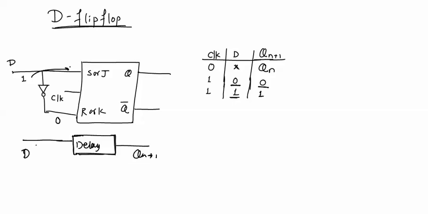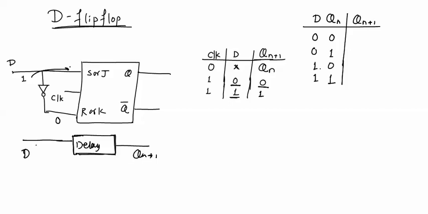Now we'll draw the characteristics table for this delay flip-flop. Output depends on input and previous output, as we have seen earlier in the SR flip-flop and JK flip-flop. There will be two parameters on which output Qn plus 1 depends. As there are two variables, there will be 4 combinations. Now we know that according to the truth table, whatever is the D, the same will be the output Qn plus 1. So Qn plus 1 will be equal to D: 0 0 1 1.